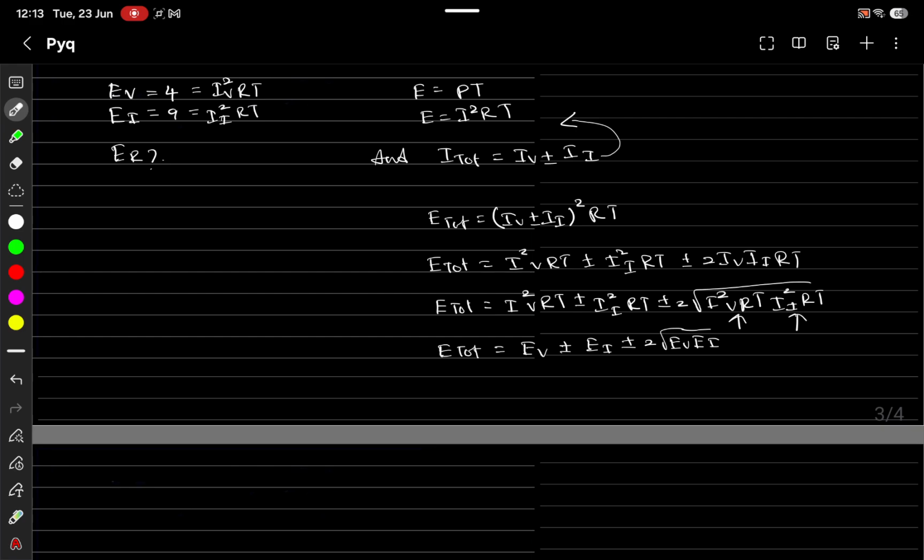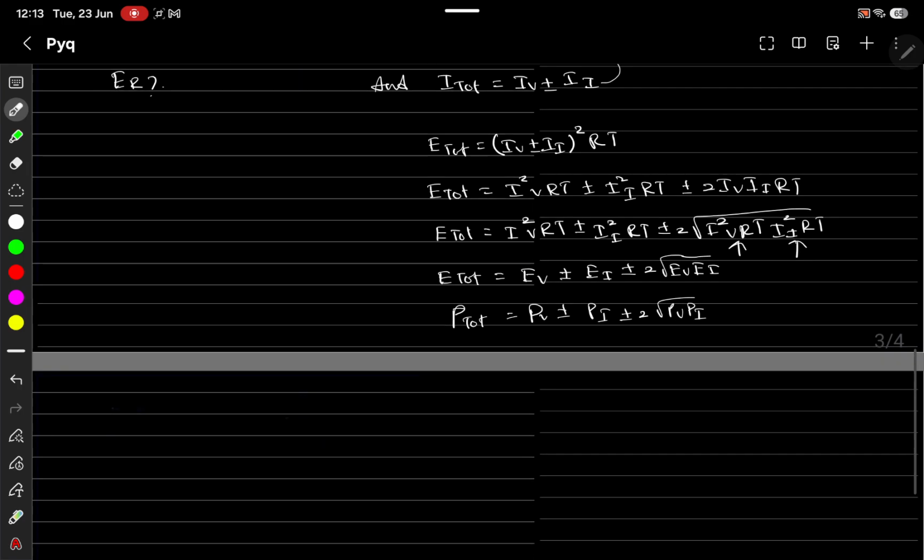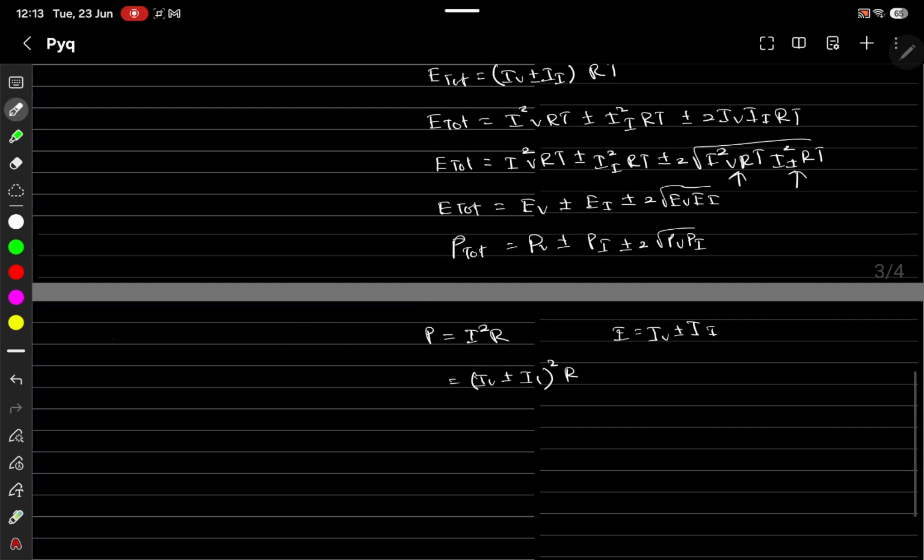Now the same formula for power is also available. P total is equal to PV plus or minus PI plus or minus 2 √(PV PI). Same derivation, I will prove it. P is equal to I square R, right? Now I equals IV plus or minus II. Just substitute here (IV ± II) whole square into R. Expand it. You will get the same result.